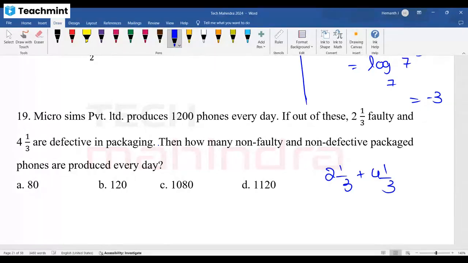One second. That fraction might be a mistake. Let me check with that. I think there may be some typo in that.